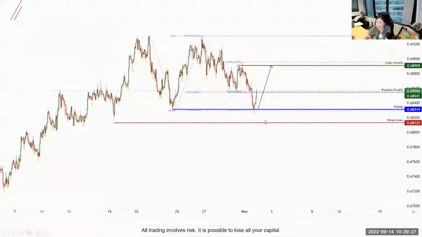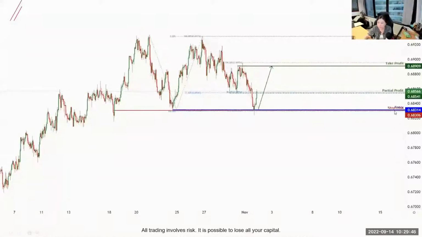Okay, so you can see here, when my price is starting to move up, I can place my partial profit here. Instead of having a full take profit, I can take some partial profit here. And or I can also move my stop loss up to my break-even point. So essentially, if my price reverses, I'm not afraid that I will lose money.